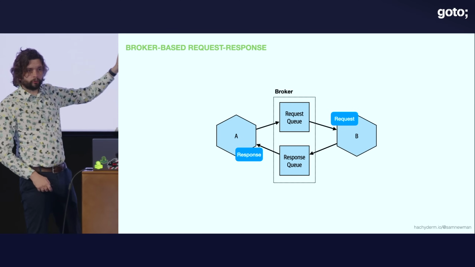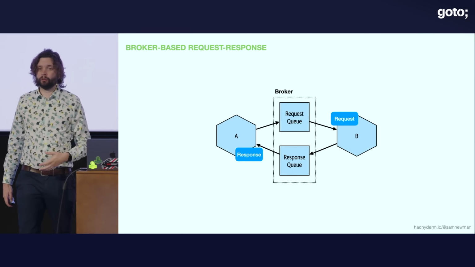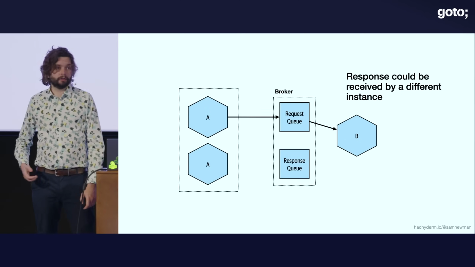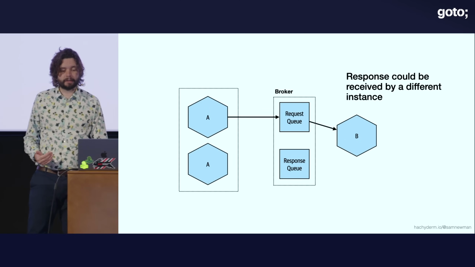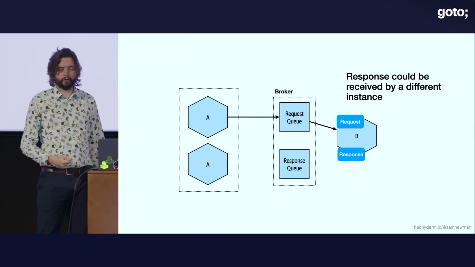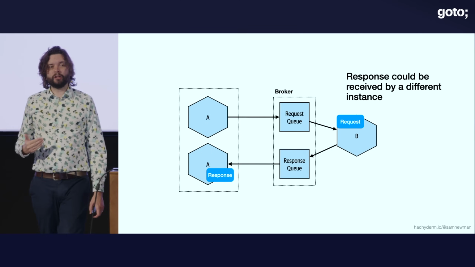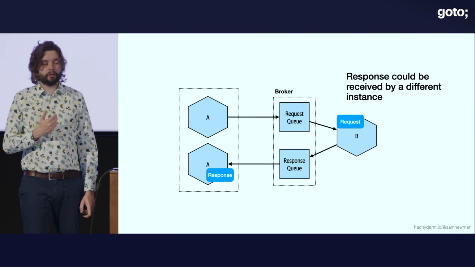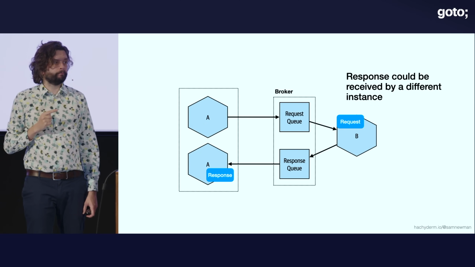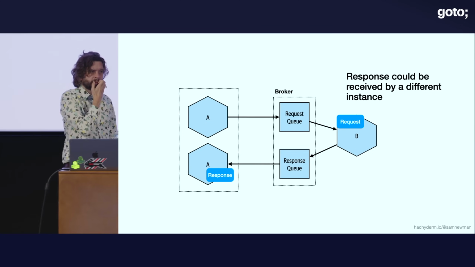I've simplified the world at the moment. I've implied there's one A and there's one B. In reality, it's much more likely you'll have multiple copies of A and multiple instances of B. This is very, very likely to be the case. So when I send that request to B, and B sends back that response, on a lot of message brokers, there would not be any way for me to guarantee that the instance that sent the request is going to get the same response back. So a different instance of A could get that response.